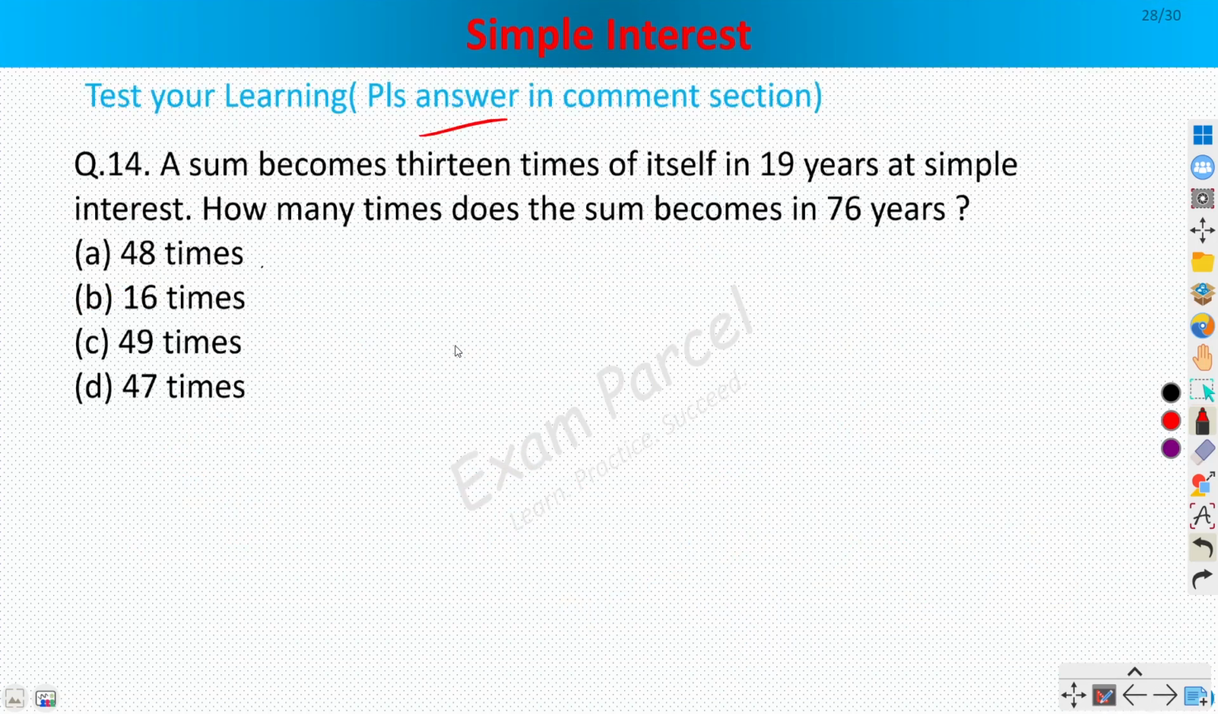Okay, this is a homework question. Now a similar question. A sum becomes 13 times of itself in 19 years at simple interest. How many times does the sum become in 76 years? So please solve this and put it in the comment section.